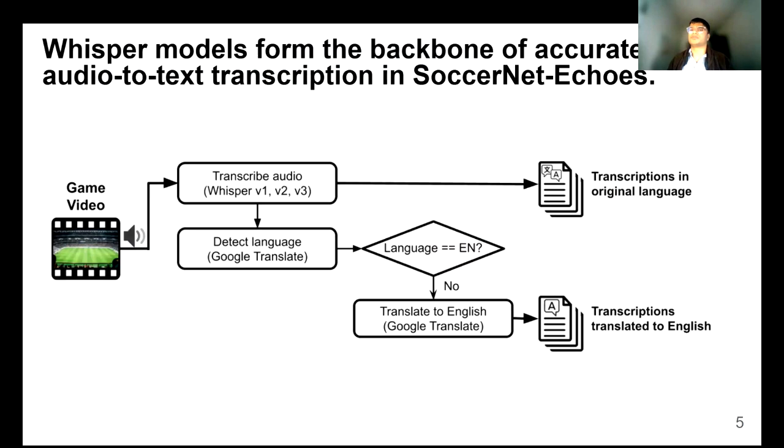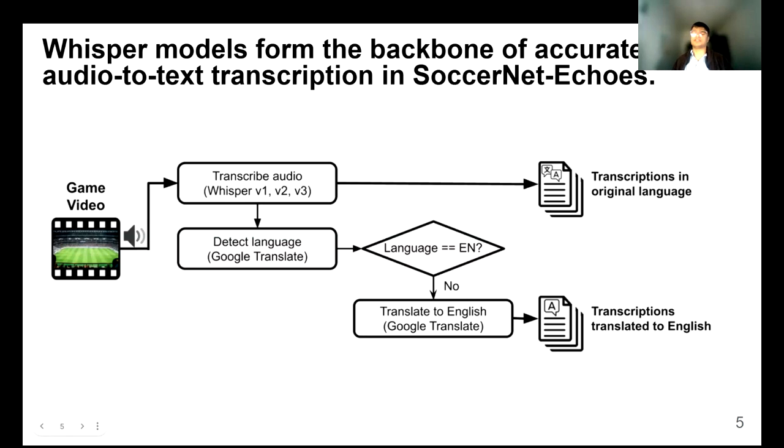So we first get the commentary, get the transcriptions, and we check whether it is in English or not using Google Translate. And if it is in English, we just leave it like this. And if it is not in English, we translate those into English. So to make sure that everything is in English, so that it can be used in some downstream applications.